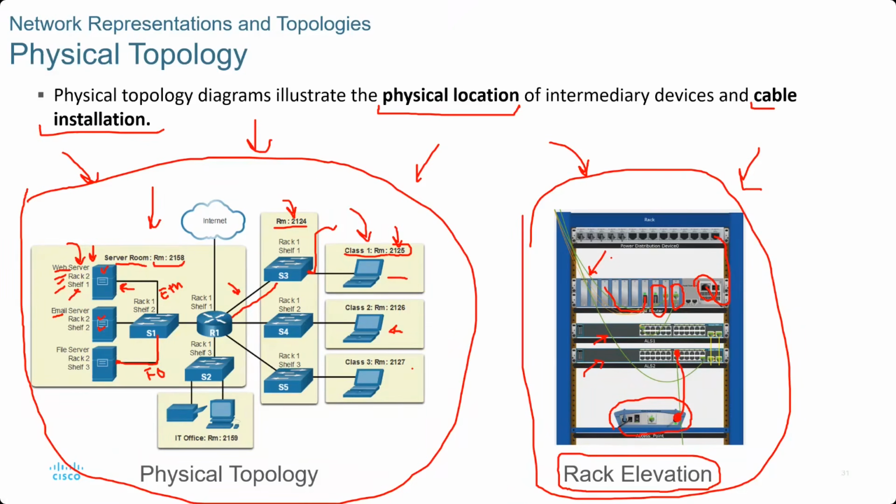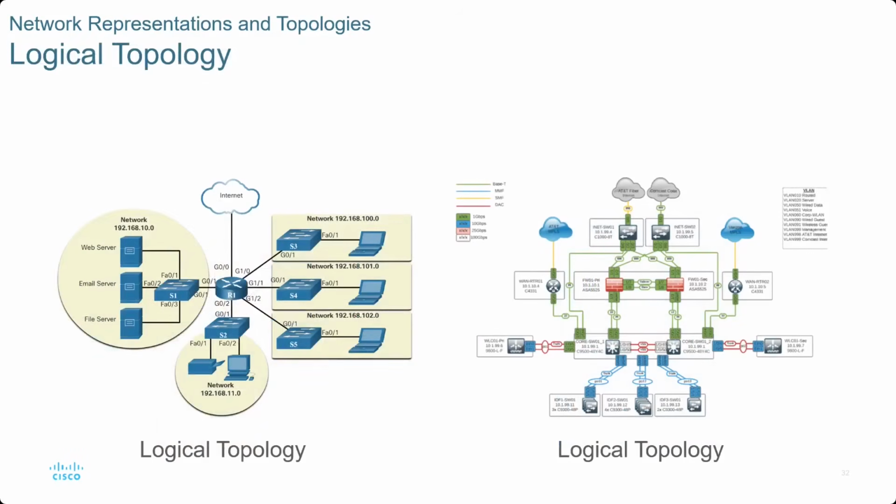Now we can have a second type of topology, which we call a logical topology. It tries to not give you physical information about your devices, cables, intermediate devices, and end devices. It tries to give you information about logical configurations that are done on these devices. For example, if you have a web server, which network is it part of? It is part of 192.168.10.0.